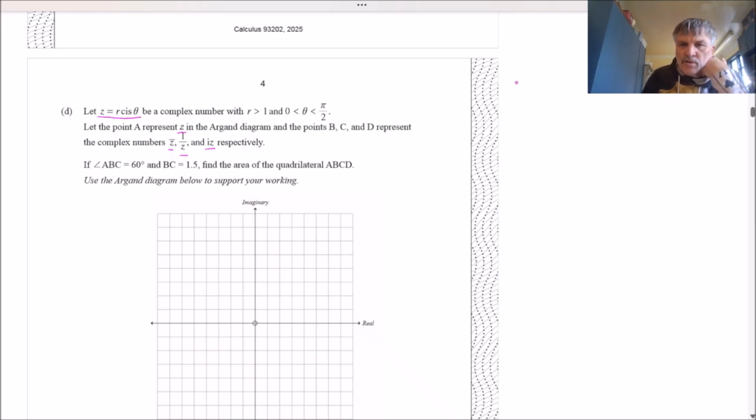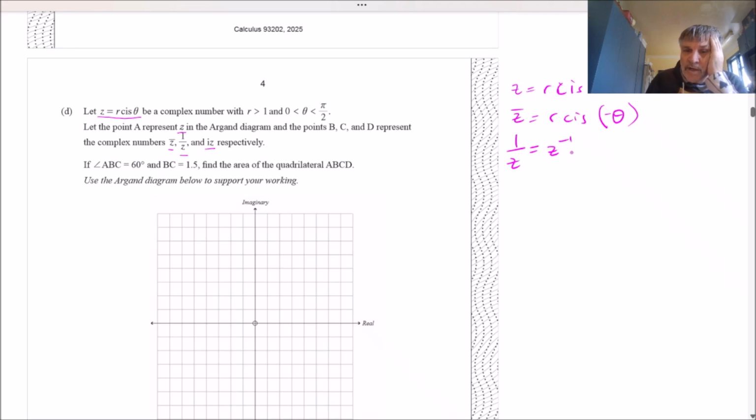So I reckon it's a good thing to write down to start with what they are. So Z is R cis theta. Z conjugate, we saw this in the last question. We get the conjugate by negating the angle. 1 over Z. This is a simple application of de Moivre's theorem. 1 over Z is the same as Z to the power minus 1. So that's R to the power minus 1.